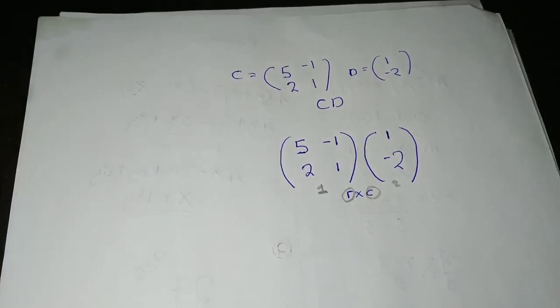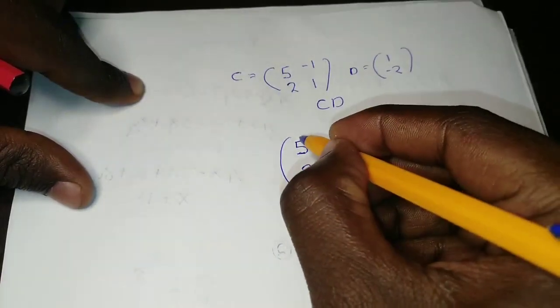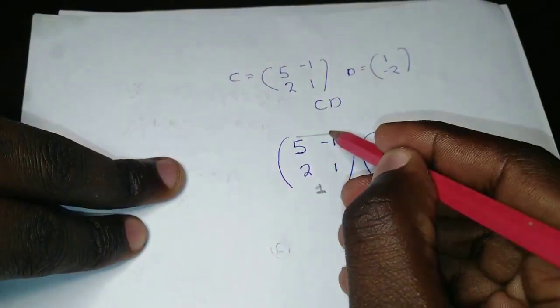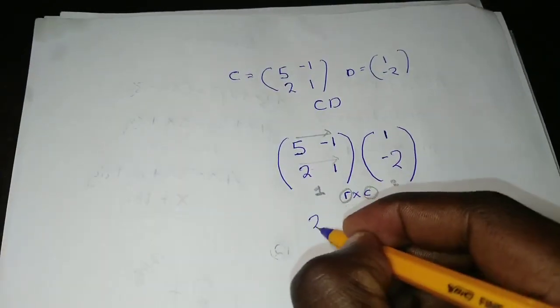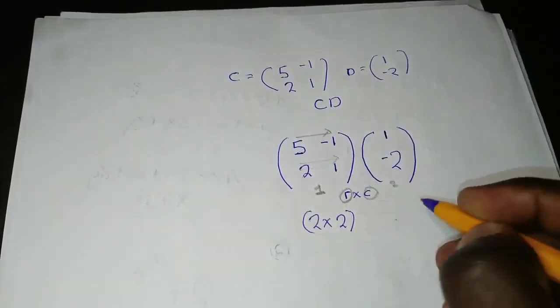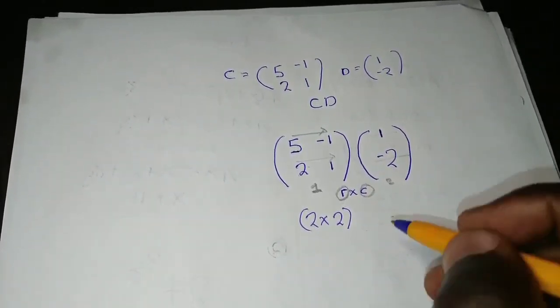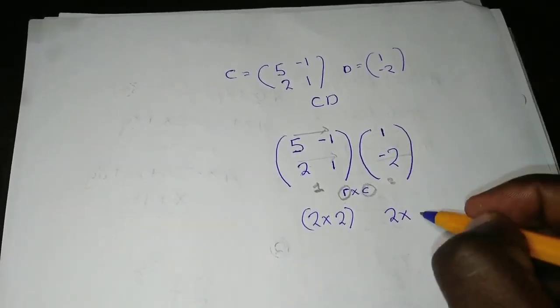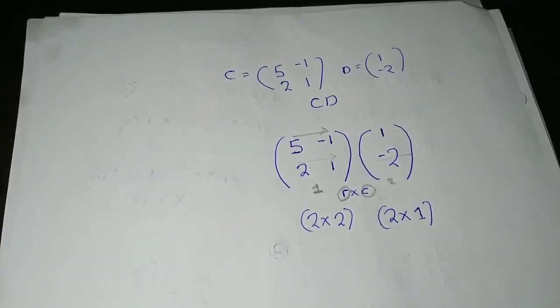But even before we multiply, we need to name these two matrices. This one has got 2 rows, row number 1 and row number 2, and it has got 2 columns. So this is a 2 by 2 matrix. Then this one has 2 rows but only 1 column, so this is a 2 by 1. By this we're able to predict what type of matrix we are going to get when you multiply these two matrices.